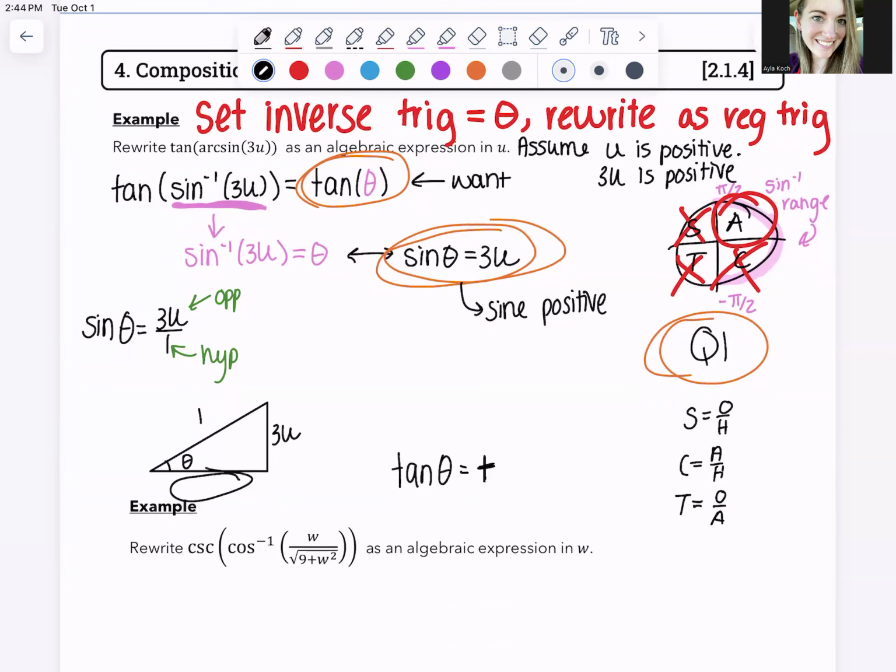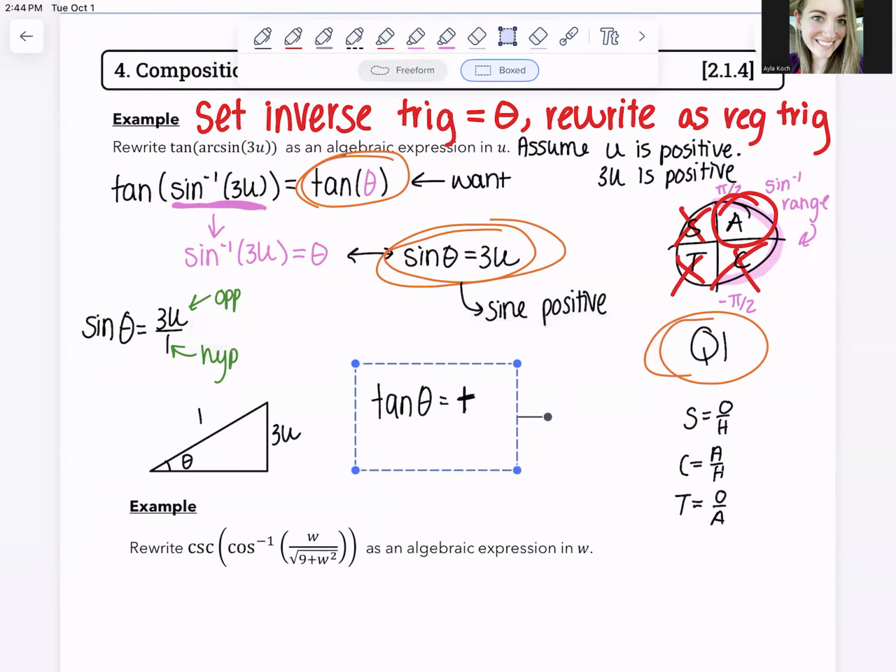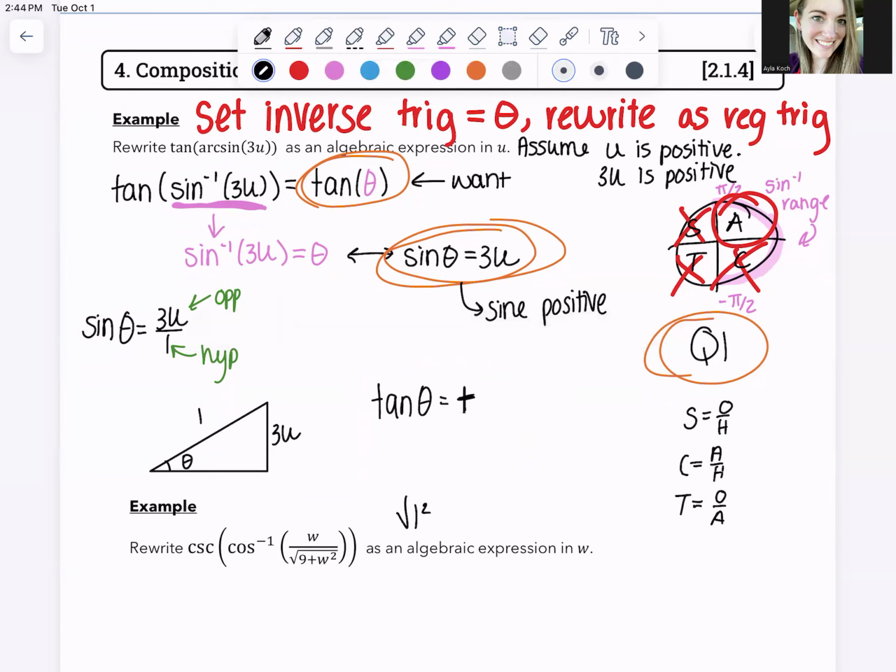This side down here, I want to talk quickly about the math. So the math here, this will be the square root of 1 squared minus 3u squared. And I see a mistake happening a lot on these types of problems where the u gets squared, but the 3 doesn't. So I want to make a note here that the square gets distributed to both the 3 and the u. So this is the square root of 1 minus 9u squared.